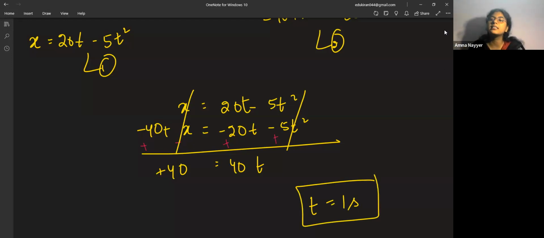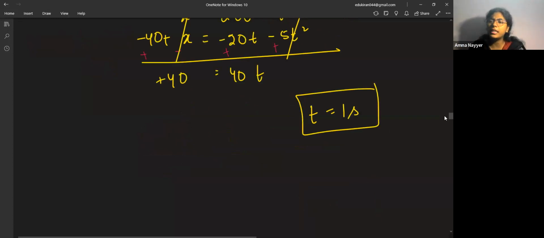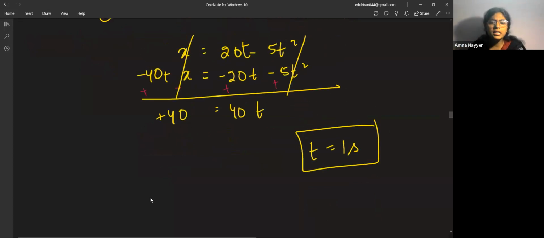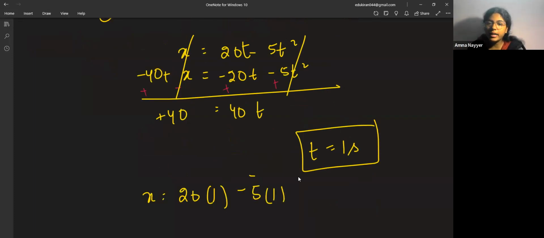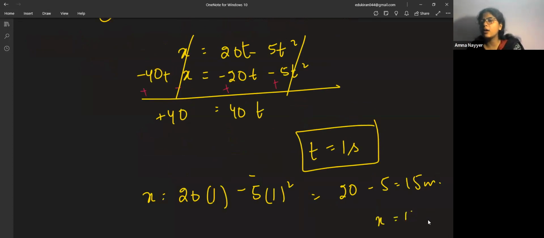The question is asking us the displacement. Now we can put the value of t in either of these two equations, one or two. Let's put x is equal to 20 minus 5t squared. Here t is 1, so 1 squared gives 20 minus 5, which is 15 meters. If you put the exact value of 9.8 meters per second squared, the answer is around 15.1. So you will get this answer.